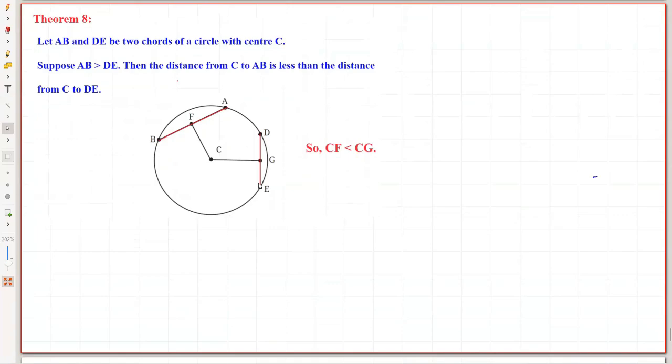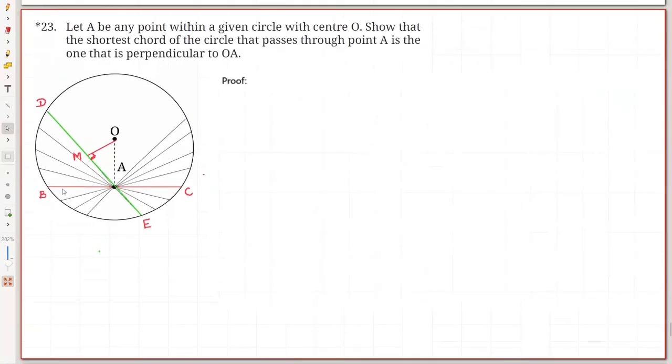If DE is smaller, the distance from the center is greater. So just reverse: if the length is greater, the distance from the center is small. If the distance from the center is small, the chord is greater. Here we have to prove BC is shorter.